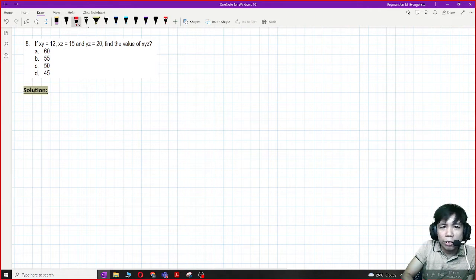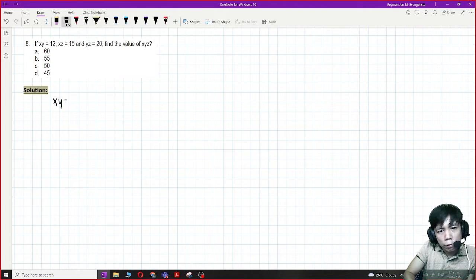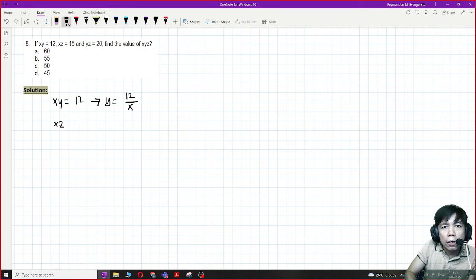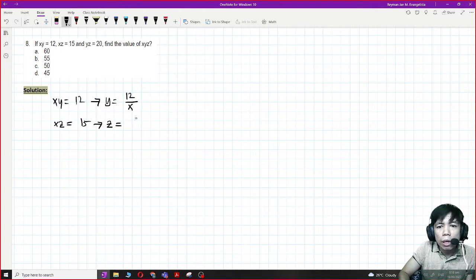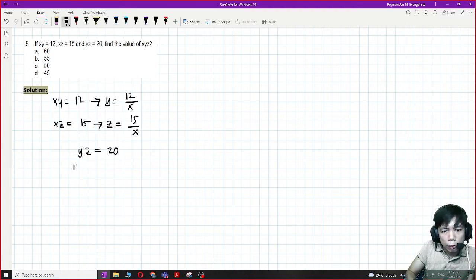Okay, let's try. As I said, in xy equal to 12, that means y is 12 over x. Then in xz equal to 15, that means z is 15 over x. Okay? We have a third equation, yz is equal to 20. Y is 12 over x, and z is 15 over x, equal to 20.